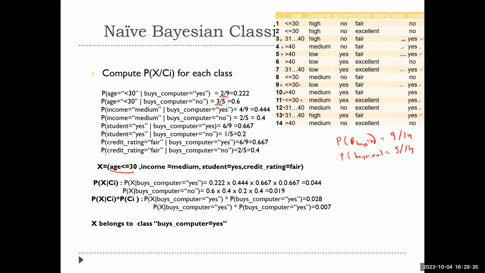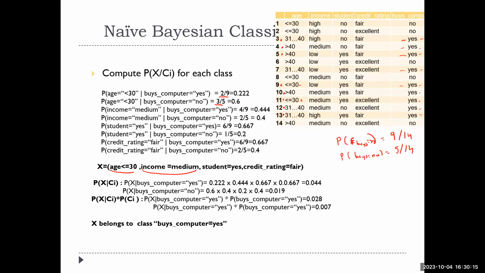You got that? What is the second attribute? Income medium. So you should do the same thing for class yes and the same thing for class no. For each class, you need to find the probability of having medium income. For buys yes, how many mediums do we have? 1, 2, 3, 4. We have 4 mediums. How many yeses do we have altogether? 9. 4 over 9.